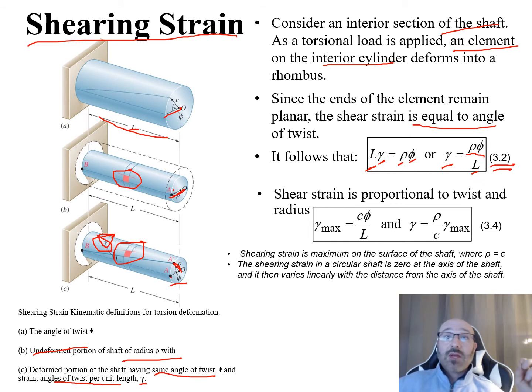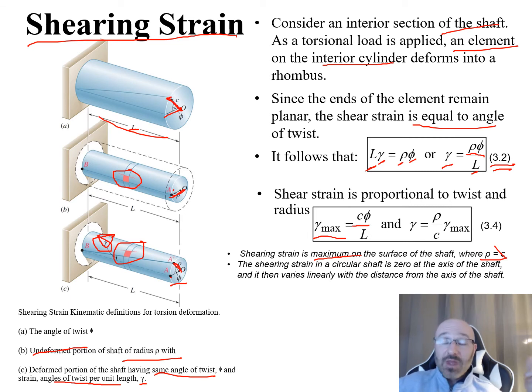Now, a thing to think about here is the shear strain is proportional to twist and radius. So we can say that the max shear strain is equal to C times the angle of twist over L, where C is that distance right here. So we can say that the shearing strain is maximum on the surface of the shaft where our rho is equal to C. So C is that distance for rho, that radius, the max when it's on the surface.